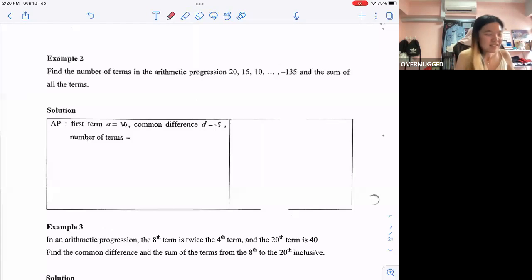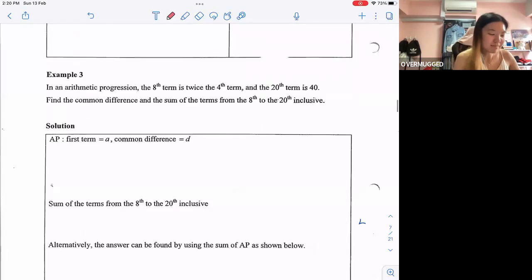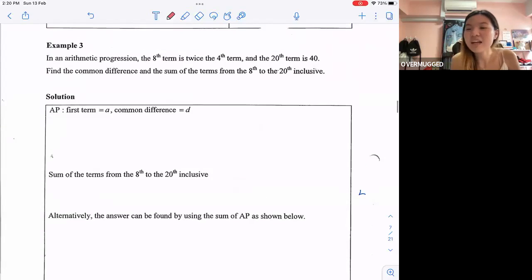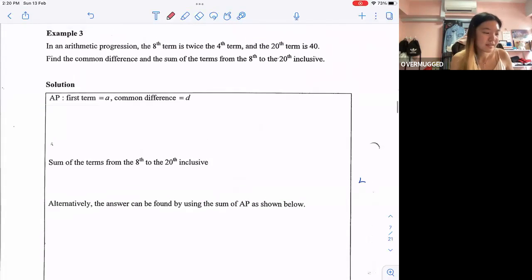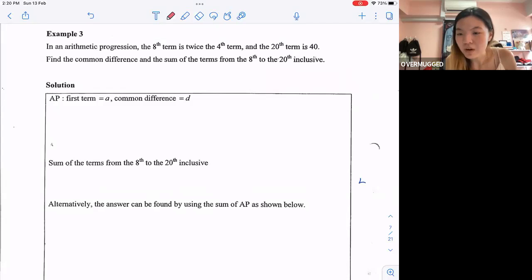So find the number of terms in the arithmetic progression. Sorry, for those of you that got it right, feel free to go to the next example, example 3, and try it out yourself. I'm going to stay on this page for a while, so maybe you can screenshot it so you can try example 3 while I'm going through example 2 with the rest.